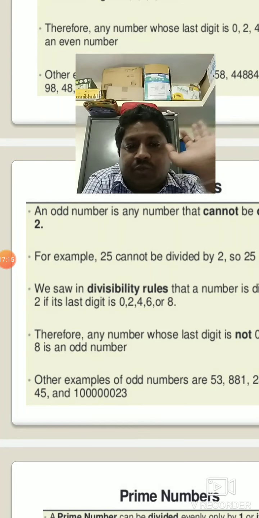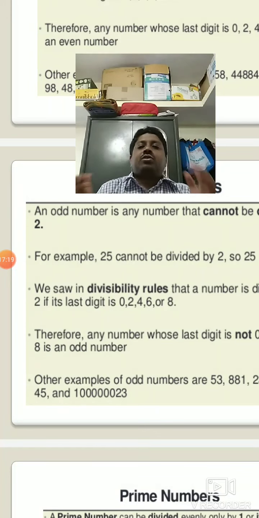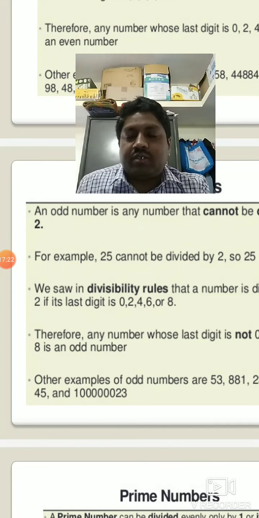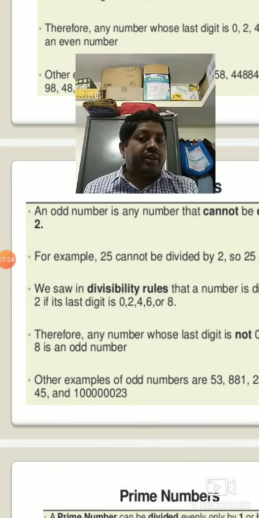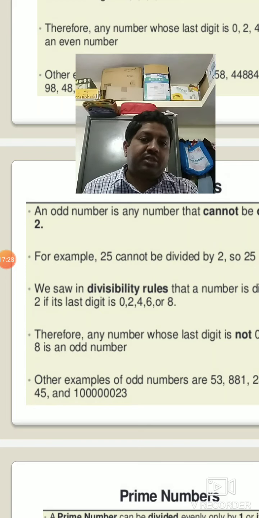Example for odd number, you know that. Got it, children? So you know about even numbers now. Even numbers are numbers which are not odd numbers. They are divisible by 2. Odd numbers are the numbers which are not even numbers. They are not divisible by 2.